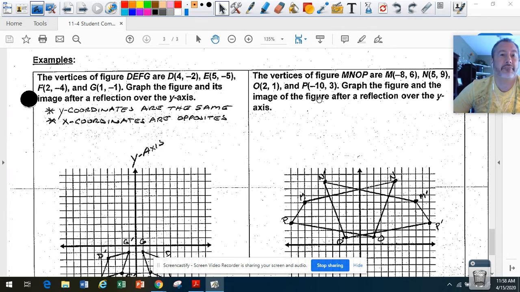Graph the figure and its image after the reflection over the y-axis. So our line of reflection is the y-axis. So what does that mean here? That means the y-coordinate remains the same and the x-coordinate becomes the opposite. Okay, so let's take a look down here, see what we have.